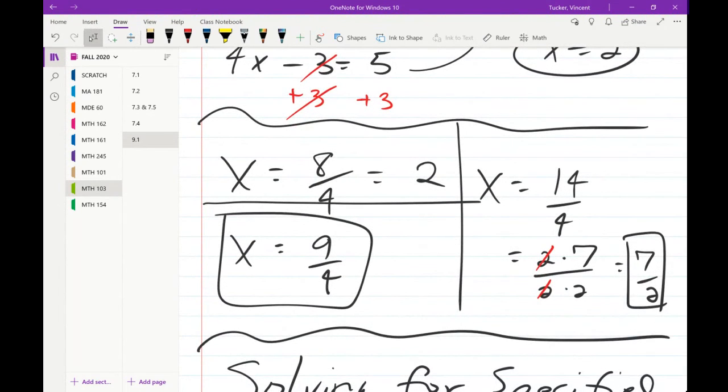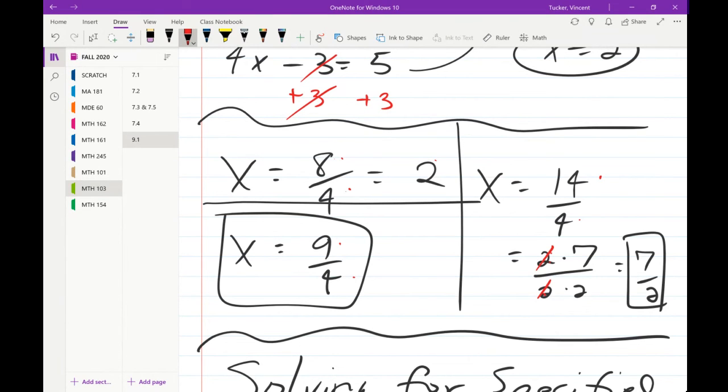This is someone who just asked me about reducing fractions in your final answer. I was saying that if you had 8 over 4, you are expected to reduce it to 2. 9 over 4 is fine, but if you have 14 over 4, you can still reduce that because 14 is 2 times 7, 4 is 2 times 2, the 2's cancel, and leave you with 7 over 2.